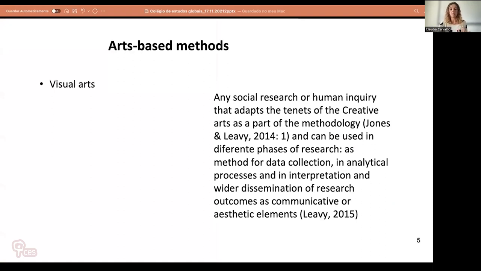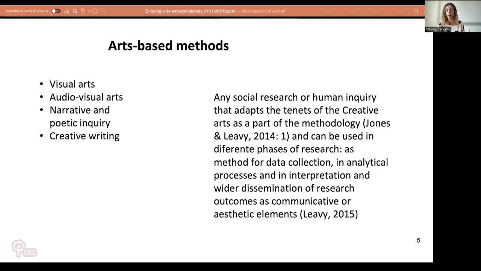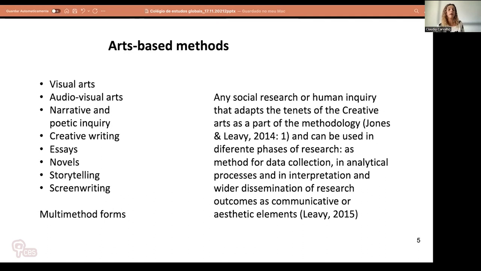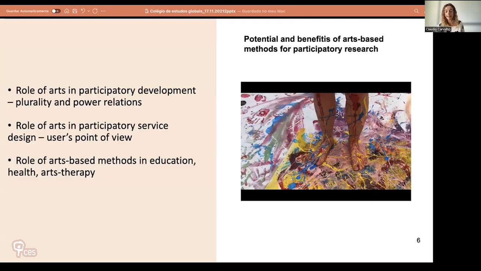In terms of arts-based methods, they are any kind of social research or human inquiry that adapts the tenets of the creative arts as part of the methodology. They can be used in different phases of the research. They can be a method, they can be present in analytical processes, and also in the interpretation and dissemination of research, as we saw through many of the experiences we have been hearing about: exhibitions, films, and other ways of communicating and disseminating research. We talk about audiovisual, creative writing, essays, novels, and many other multi-method formats of making research happen.